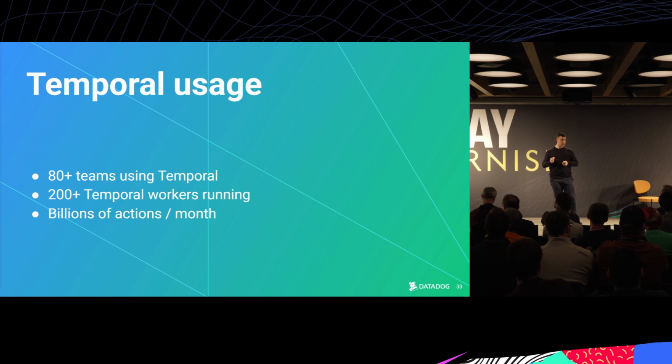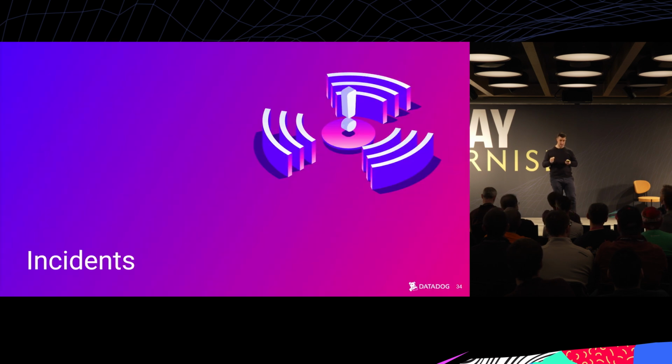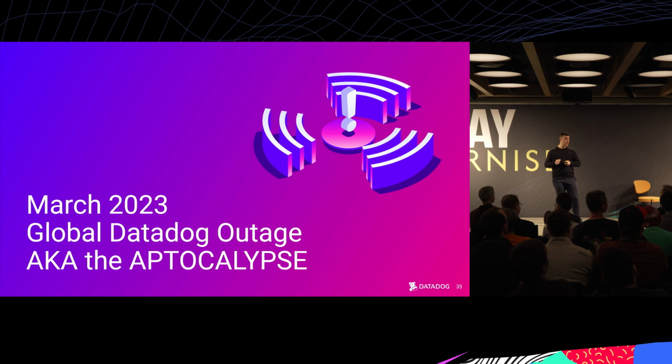Over these 4 years, we have had many incidents, sadly. Too many to really summarize in a presentation, but we will still try. So the first one happened in March 2023. This was a global DataDog outage, so not good. And we internally call it the Aptocalypse, and you will probably understand the name a little bit better on the next slide. So this was an incident that resulted in a global DataDog outage. So DataDog is globally down, it's hard down.